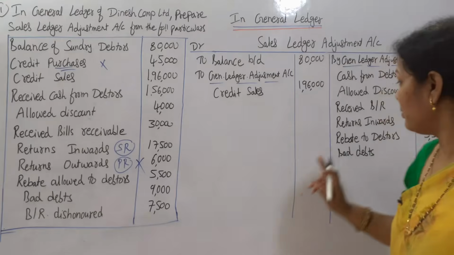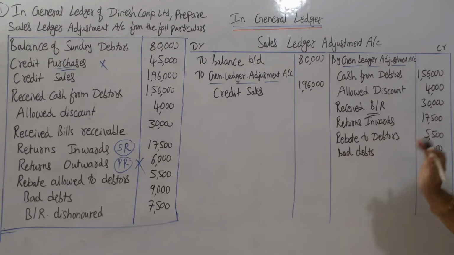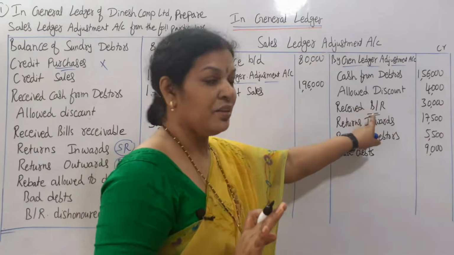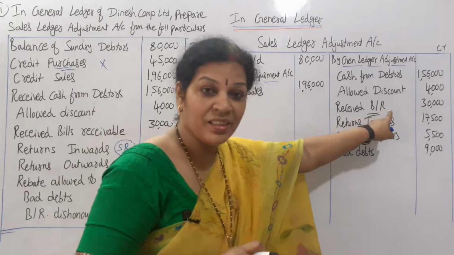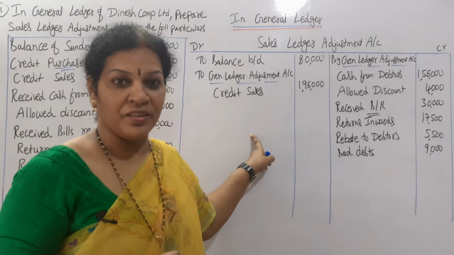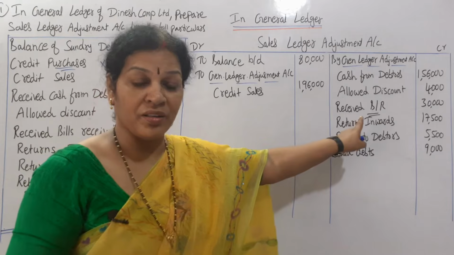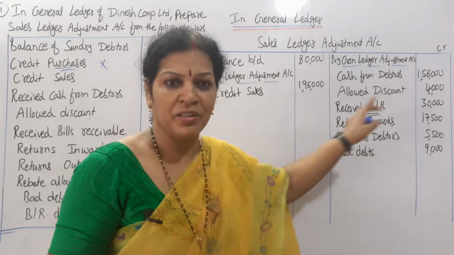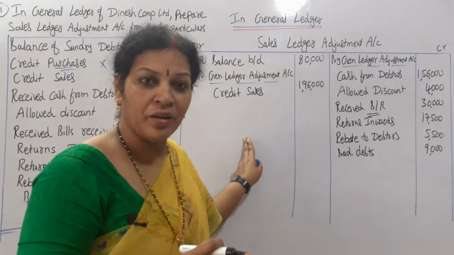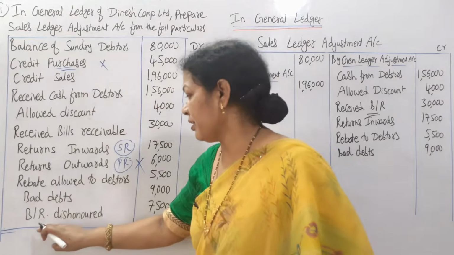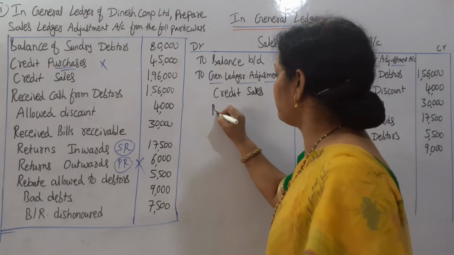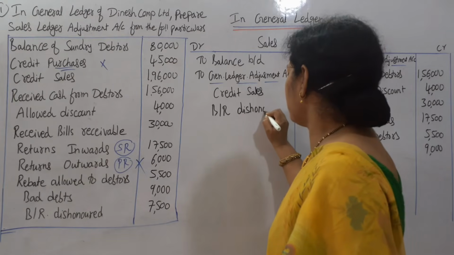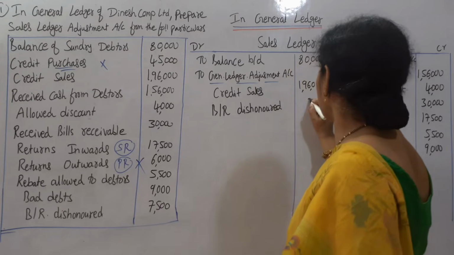Bills receivable dishonored. Bills receivable we have already written here, right? So this is dishonored. When it is honored, we have written it on the credit side, right? When it is dishonored, to cancel that, we will write on the opposite side. The dishonored entry will be opposite to the honor. Honor is credit side, received bills receivable, credit side. When bills receivable is dishonored, we have to cancel it, and for cancellation we take it on the debit side. So that is bills receivable dishonored, $7,500.